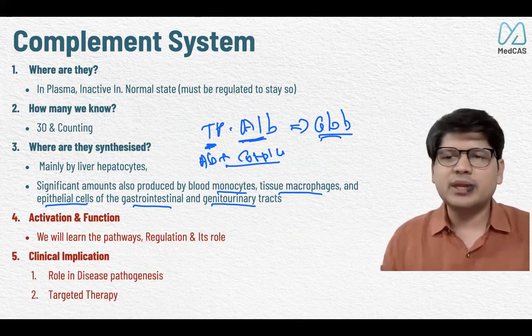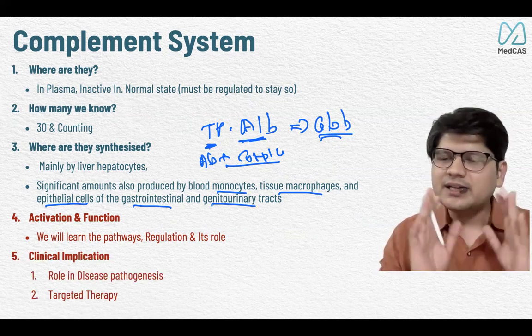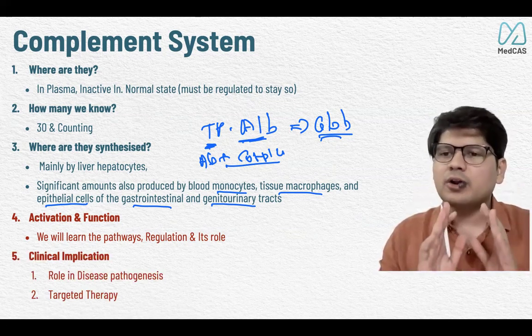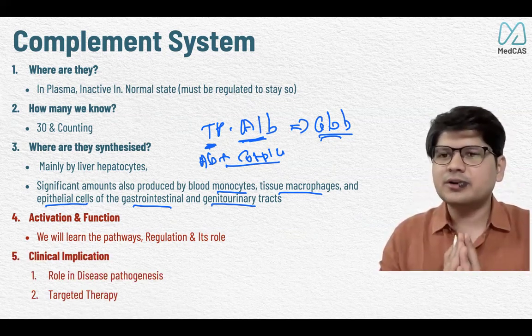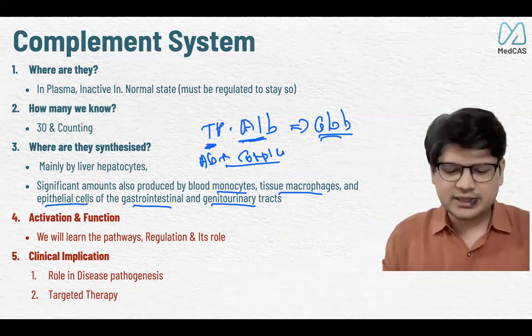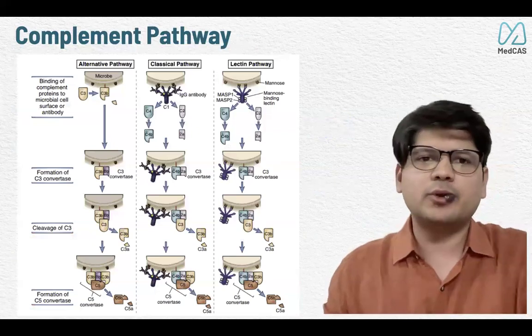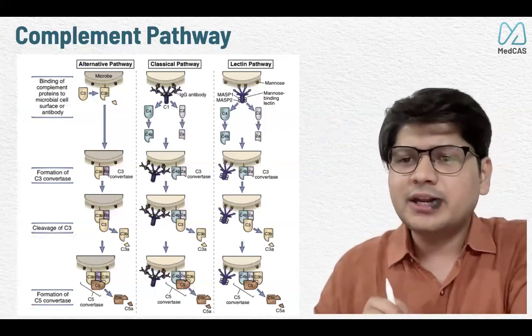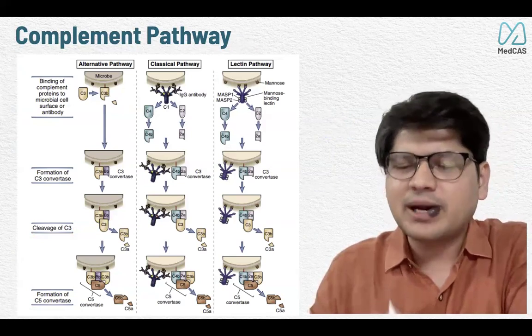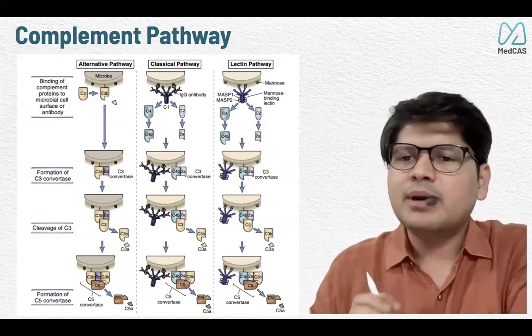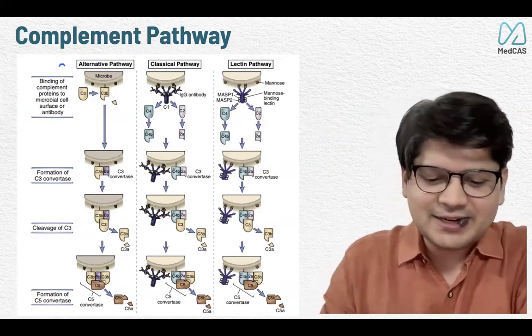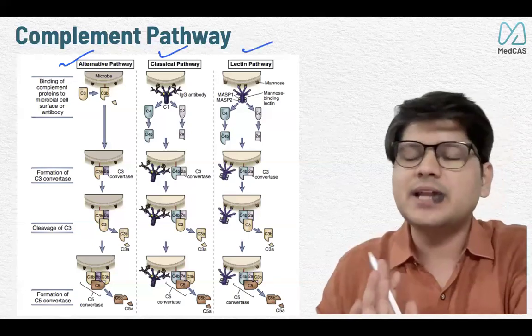And then the clinical implication of that. If you can write this 8 label, your complement system short note is ready. Okay, so now let's work on these two parts before we jump to cytokines. Do not get intimidated by these pathways, but there are three pathways: one is the alternate pathway, one is the classical pathway, and one is the lectin pathway.